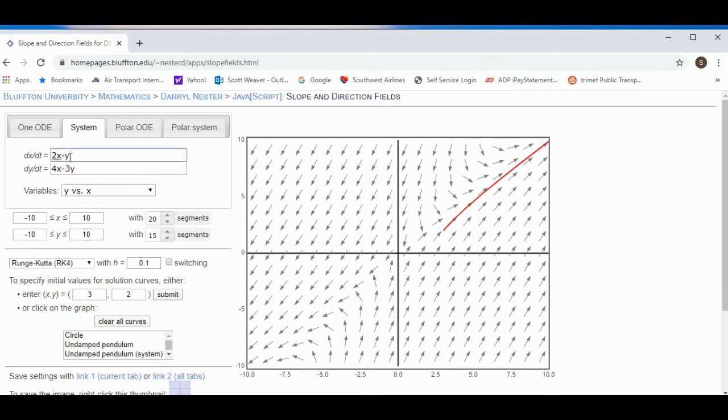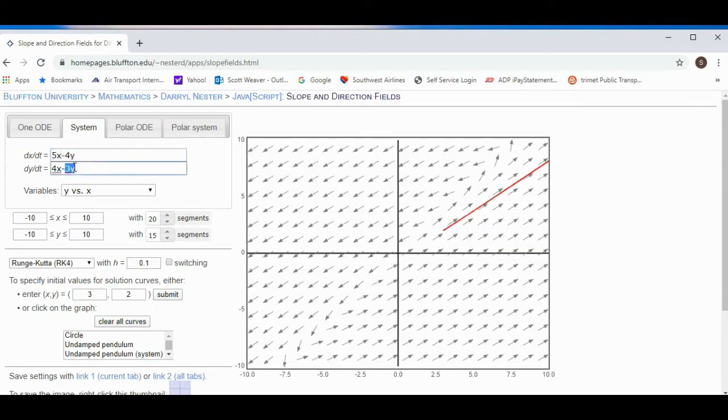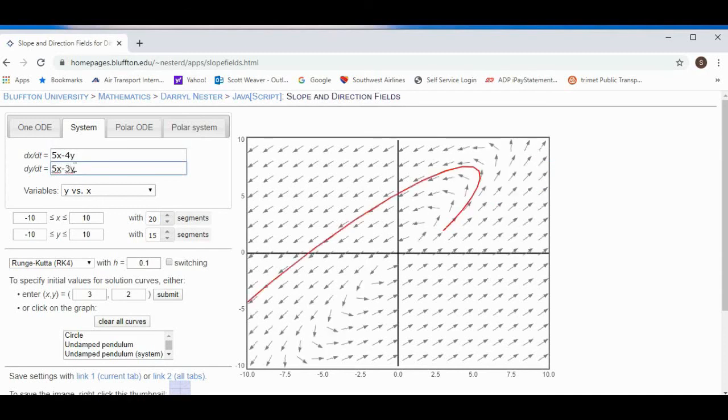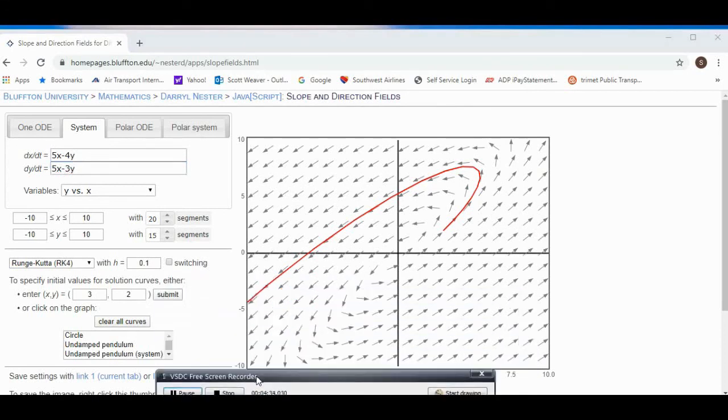Then another example had complex eigenvalues, and what we're going to have is 5x minus 4y, and then over here 5x minus 3y. What we've got in this case is a spiral source. These are the kinds of things that we will be seeing as we start plotting these different systems of differential equations. But we will be dealing with more of this as the term unfolds.